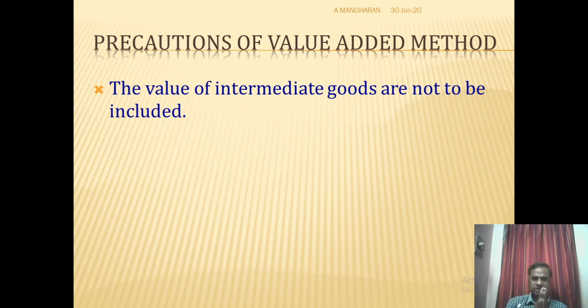What are the precautions we have to undertake while calculating by the value added method? The first one is that the value of intermediate goods is not to be included, because the value of intermediate goods is already included in the value of final goods. That's why we should not include the value of intermediate goods anywhere.